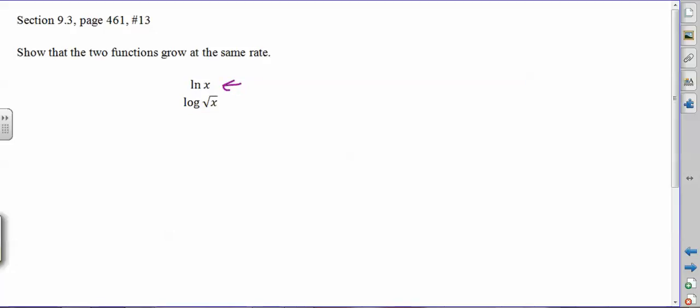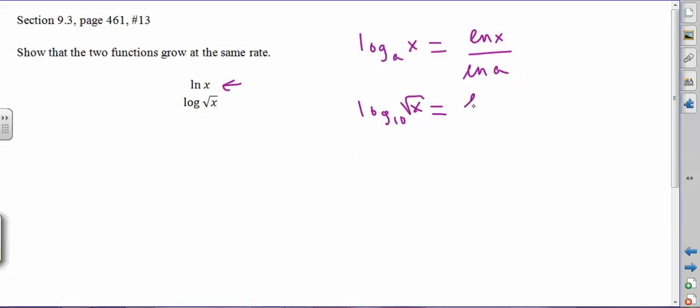So I want you to recall, I think it's from chapter 2, that the log base a of x is equal to the natural log of x over the natural log of a. So if we're going to be dealing with the log base 10 of, sorry, not of x, of the square root of x, then this is going to be the natural log of the square root of x divided by the natural log of 10.